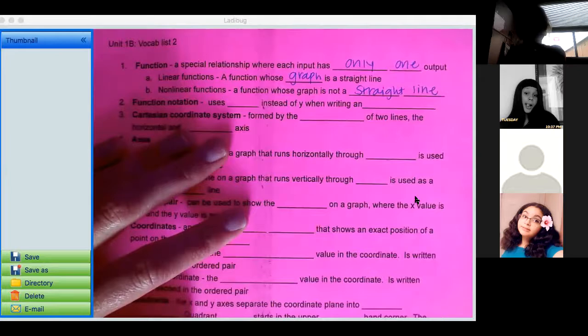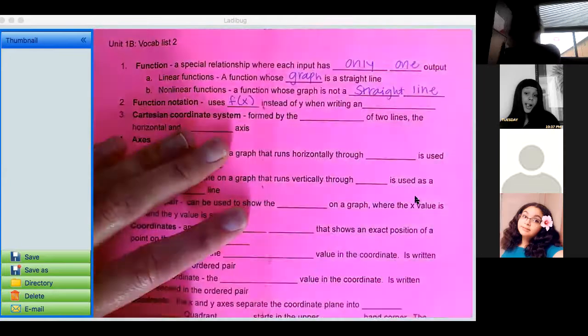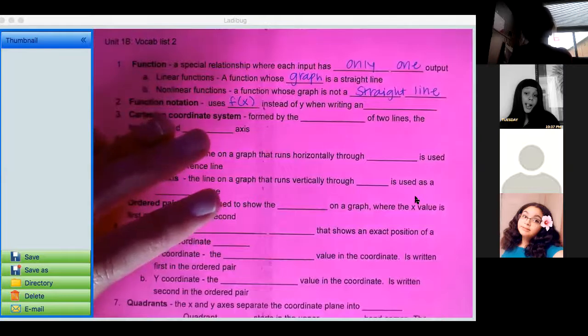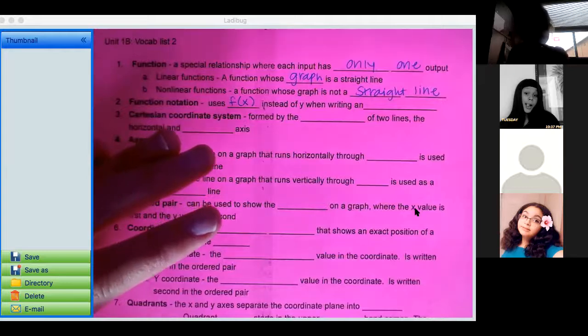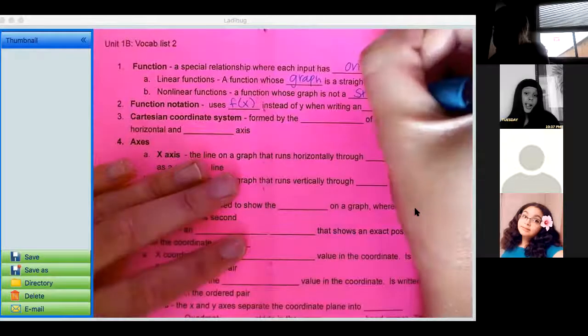We used this last week. What does it use instead of a y? F of x. Exactly. That was on your notes last week. It was also on your test, and a lot of you missed the function notation problem. So if you want to go over which problems you missed, just come to office hours one day this week. I'll pull your test up, and me and you will look at which ones you missed, okay? All right, uses f of x when writing an equation.